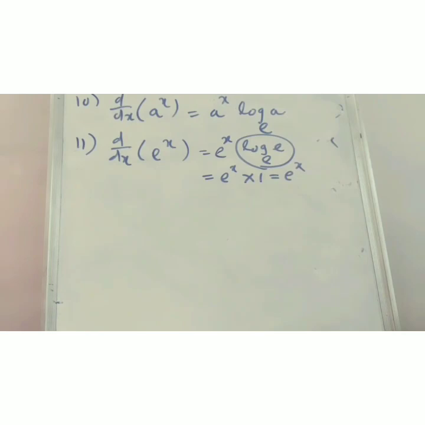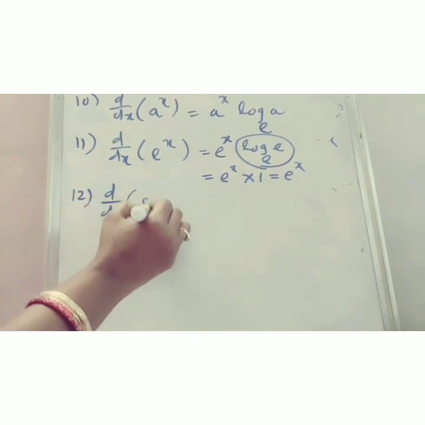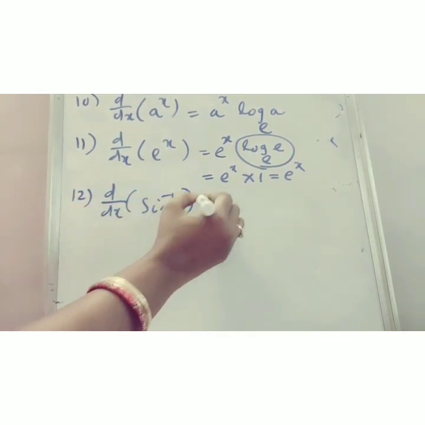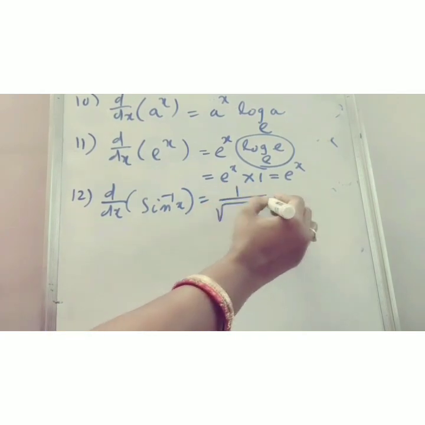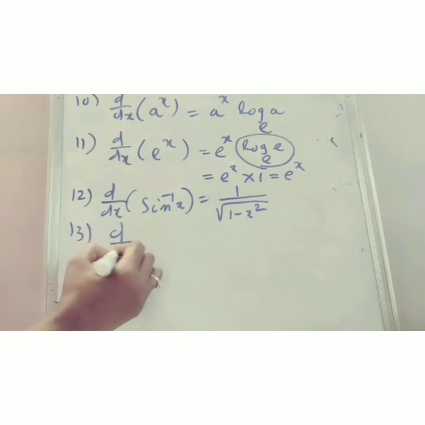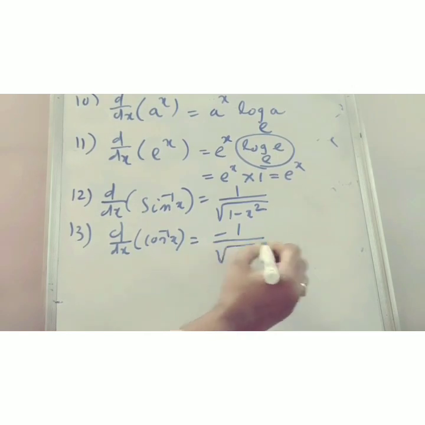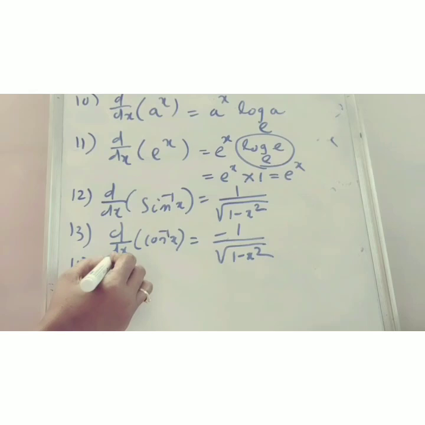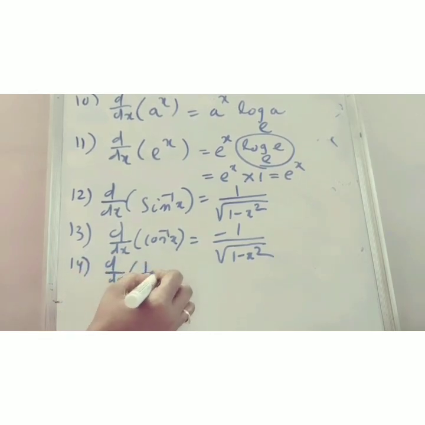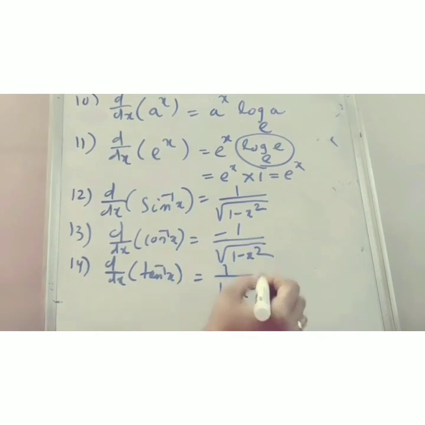Now, what are the derivatives of some inverse functions? What is d by dx of sine inverse x? That is equal to 1 by root over of 1 minus x square. D by dx of cos inverse x is equal to minus 1 by root over of 1 minus x square. D by dx of tan inverse x is equal to 1 by 1 plus x square.